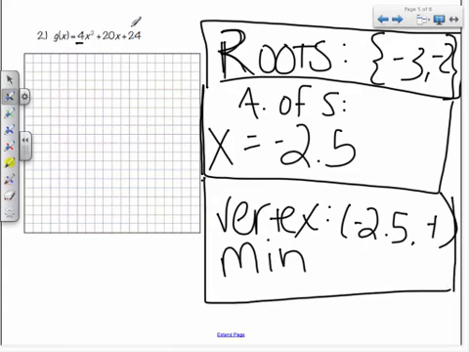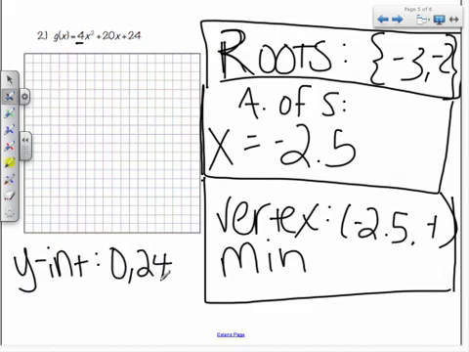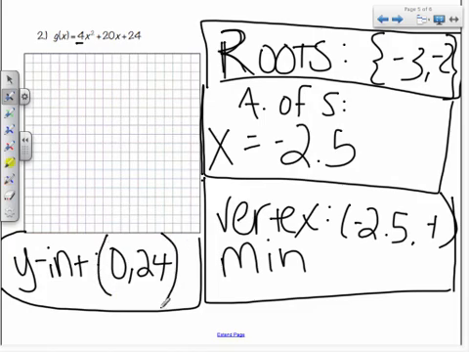So the y-intercept is just the c value. This is in the format ax squared plus bx plus c. So I can figure out that the y-intercept is going to be 0, 24. So now I know that my roots are going to be from -3 to -2, and that my axis of symmetry is at -2.5. So when I create my graph, I'm not really as concerned about the positive x values. Also, I have to have my y values go from -1 to +24.